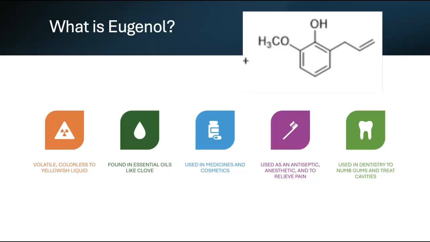What is eugenol? Today we will dive into the making of eugenol, or the synthesis of eugenol. But what is it? Eugenol is a volatile, colorless to yellowish liquid, and is mainly found in essential oils. Eugenol is a primary compound of essential oils, such as clove oil, which is extracted from dried flower buds, leaves, or barks of certain trees. Eugenol is used as an antiseptic, anesthetic, and to relieve pain. It is also used in dentistry to numb gums and to treat cavities.